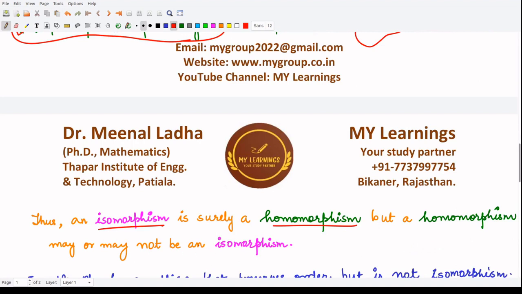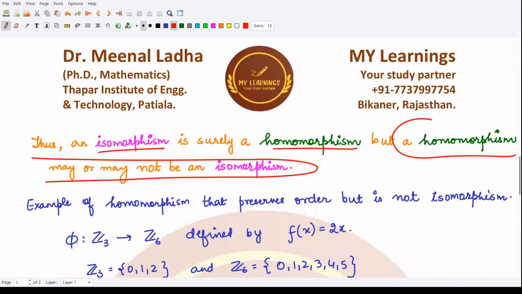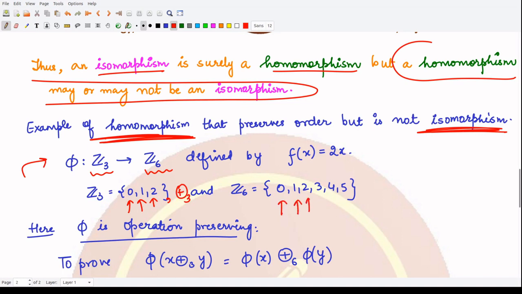Let's also see this through an example, where we have a homomorphism, the operation is preserved, however it is not an isomorphism. Let's define the mapping phi from Z3 to Z6. Z3 contains the elements 0, 1 and 2, and the operation here is addition modulo 3, and in Z6 we have 6 elements, 0, 1, 2, 3, 4 and 5, and the group operation here is addition modulo 6.